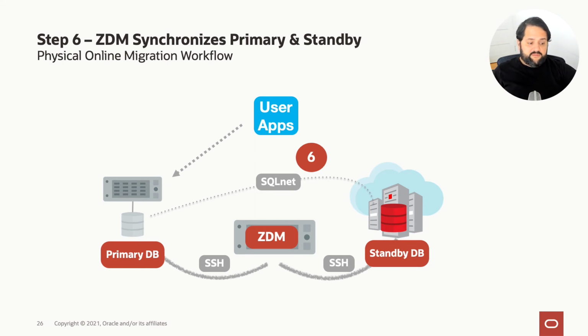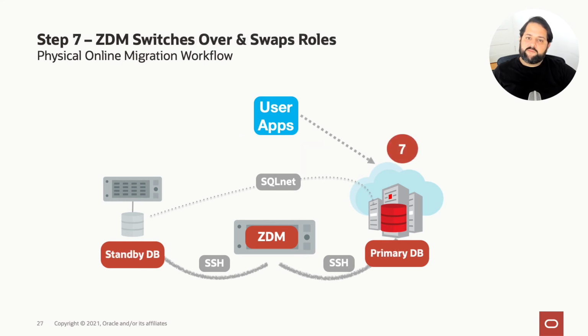The next step is when ZDM does something interesting. Once it's ready, it will perform a switchover and a role swap. So now you have a primary database in the cloud and a standby database on premises. You could potentially pause in the previous step or pause here, actually at any given time. But let's say we pause here right now. So ZDM will pause the migration.